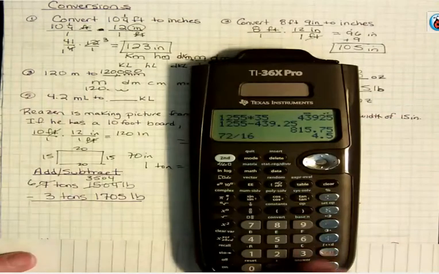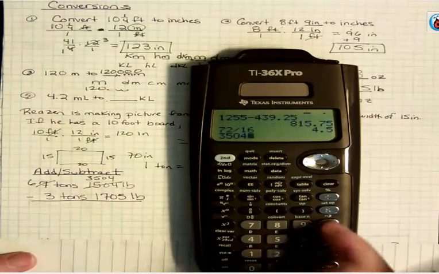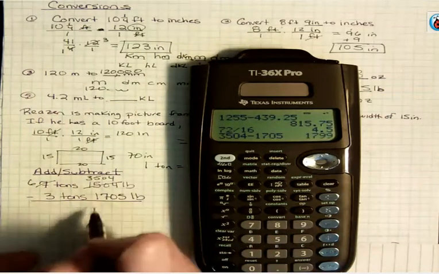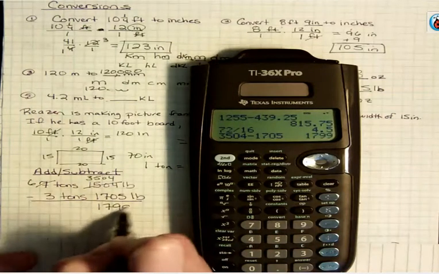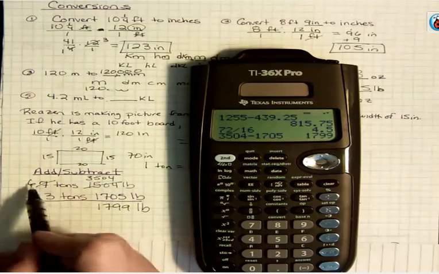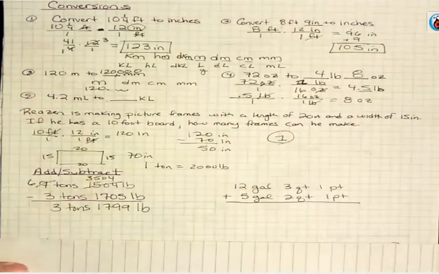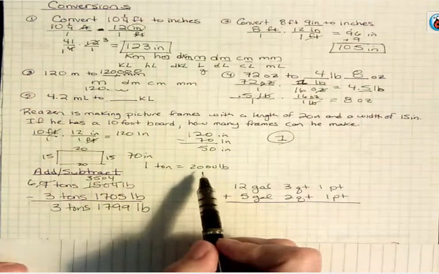So I have 3,504 minus 1,705, and that gives me 1,799 pounds. And 6 minus 3 is 3 tons. So make sure when you borrow, you're not just borrowing 10, you're borrowing whatever the conversion is.